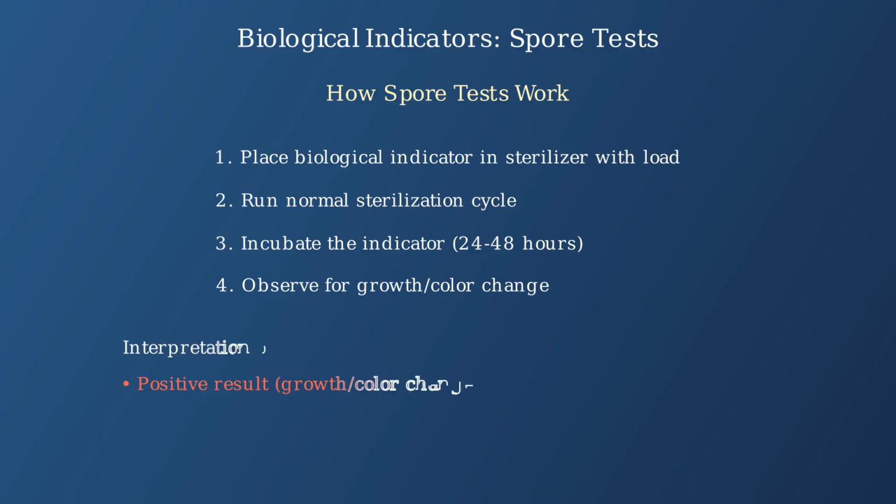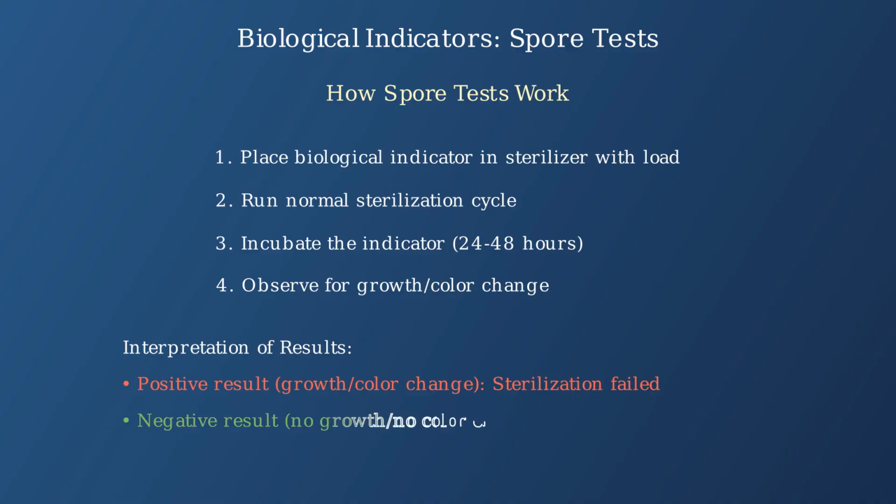When interpreting results, a positive test showing growth or color change means sterilization failed and items must be reprocessed. A negative result indicates successful sterilization, confirming that the process effectively killed even the most resistant microorganisms.